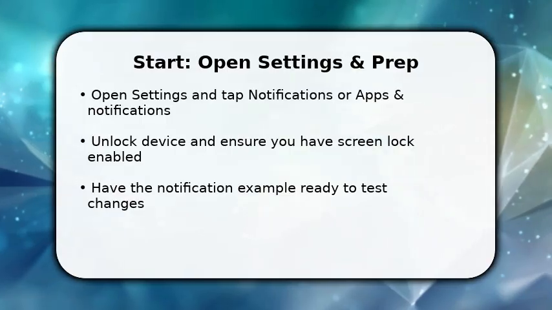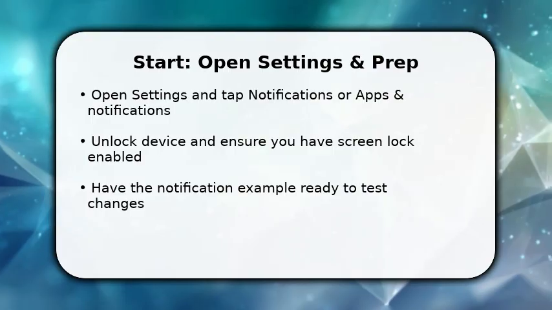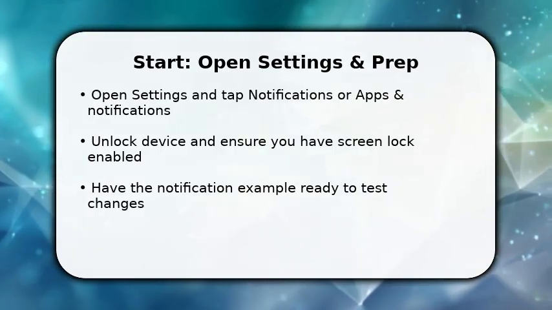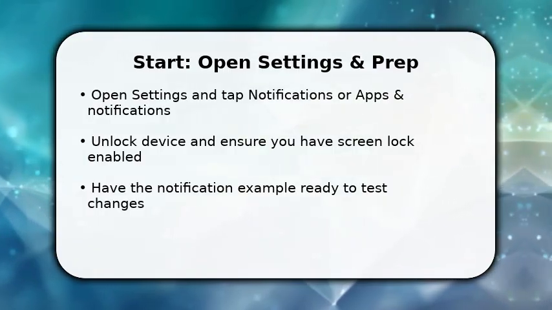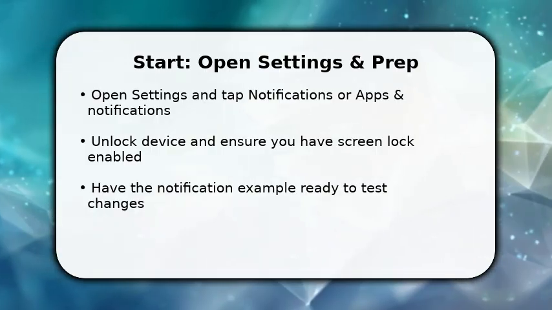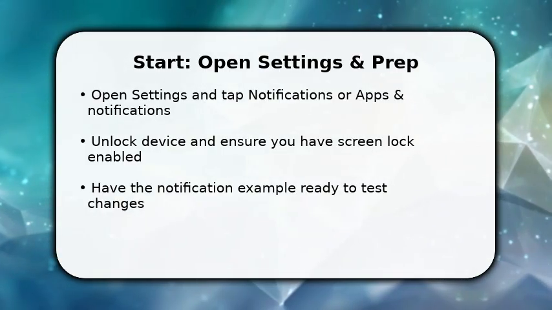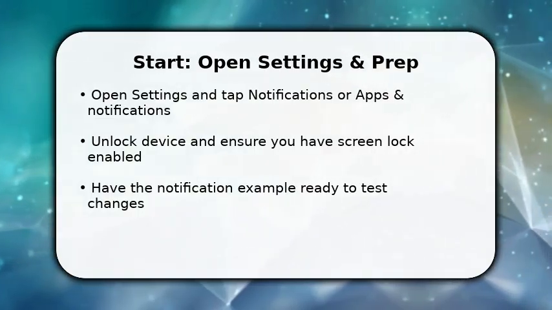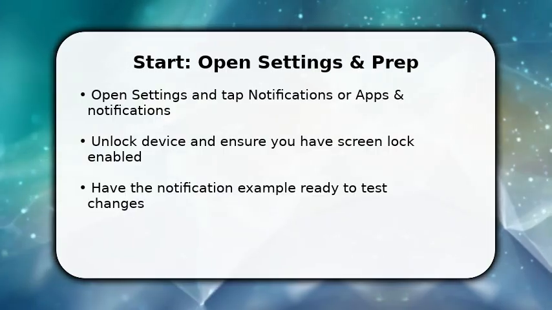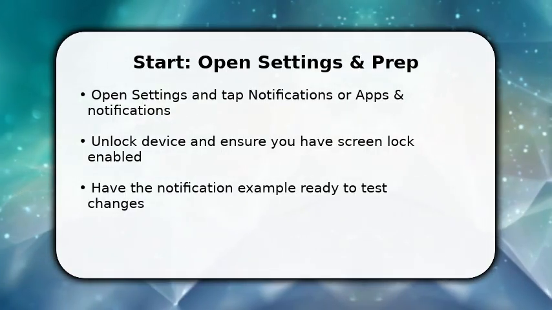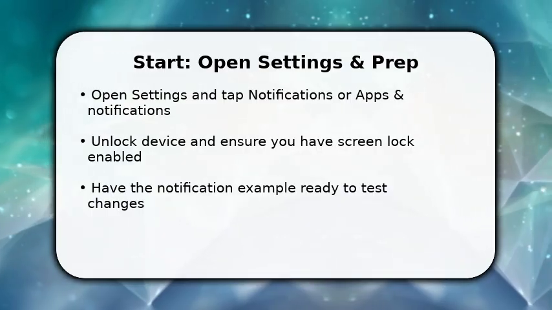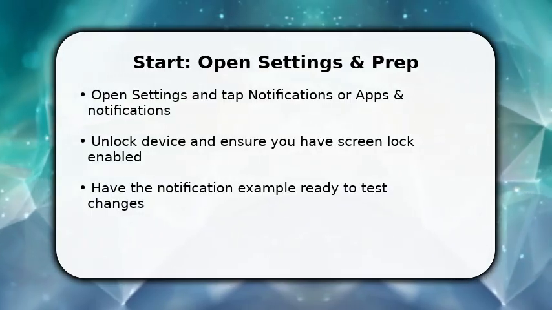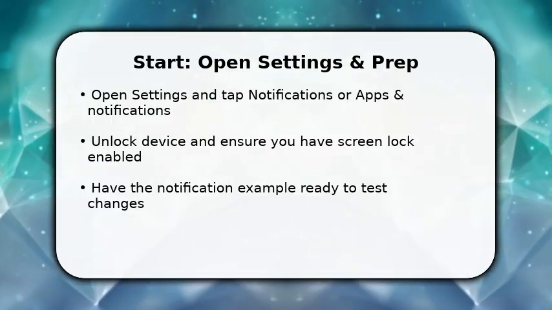You begin by opening Settings and going straight to Notifications or Apps and Notifications. You need the device unlocked and your screen lock active so changes apply. Select a sample app that currently shows on the lock screen. This gives immediate feedback. Once you tap that app, you'll see notification categories and lock screen options. This is where you start making precise choices about visibility and behavior.